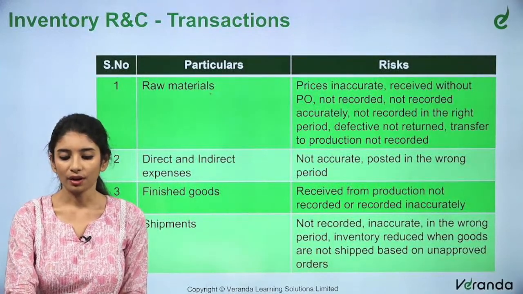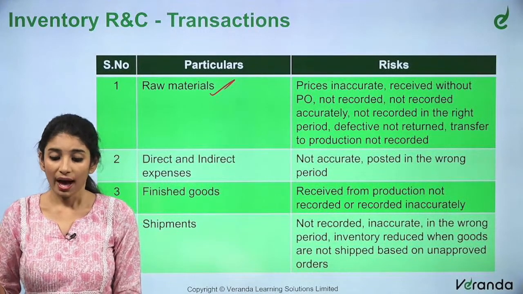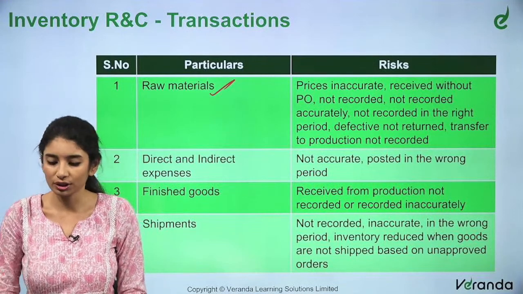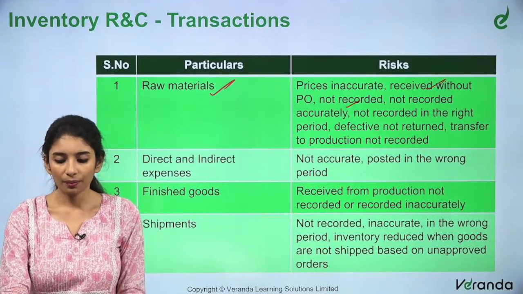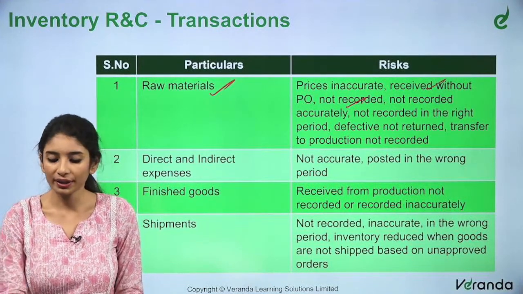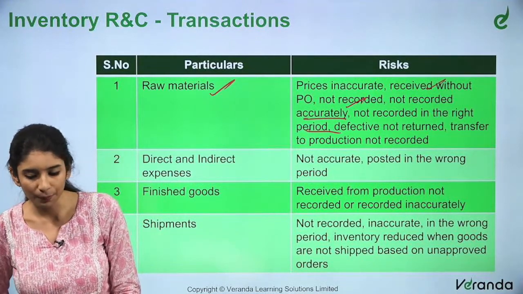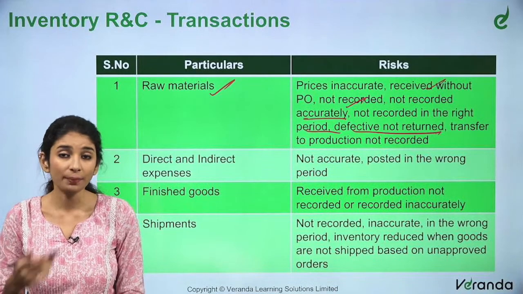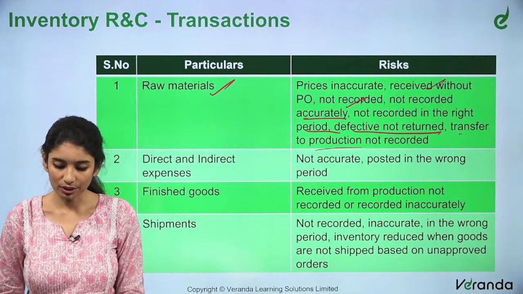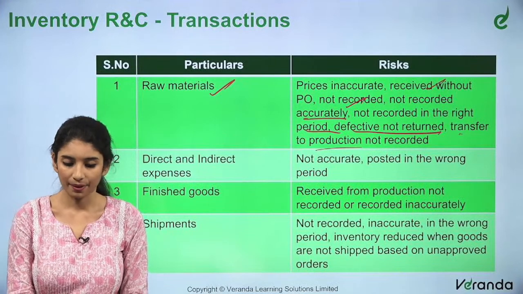Under transactions, think raw materials. The prices that I've put for the materials that I've got are inaccurate. I have received the materials without raising any purchase order. Okay, what materials I've received are not recorded in the system. I've recorded it but not recorded it accurately, not recorded in the right period. So are you able to understand the pattern of the points? Defective, not returned. Raw materials that are defective have not been returned to the supplier. Transferred to production, not recorded. So my raw materials that I transferred to the production department have not been recorded in my system.